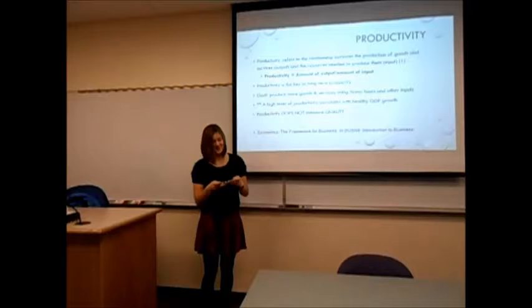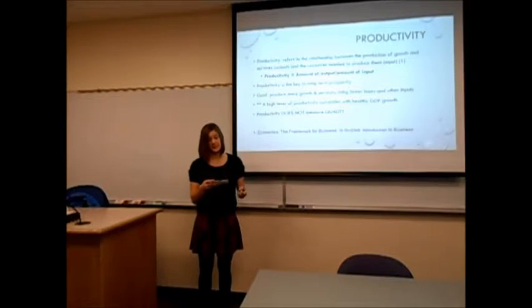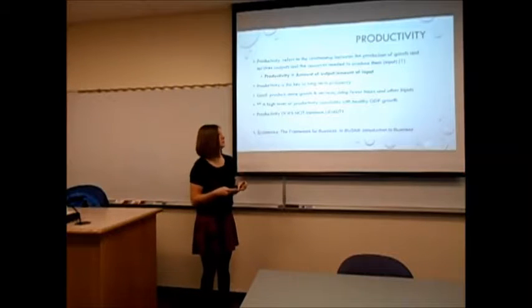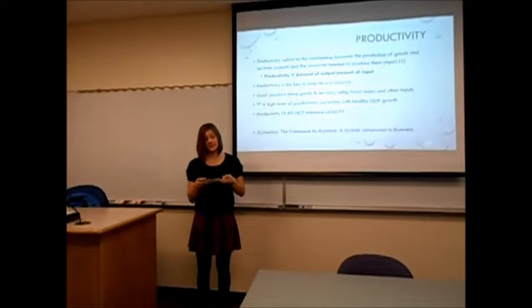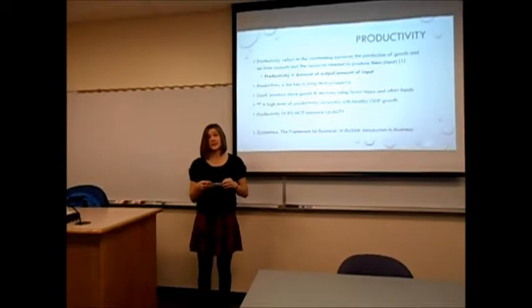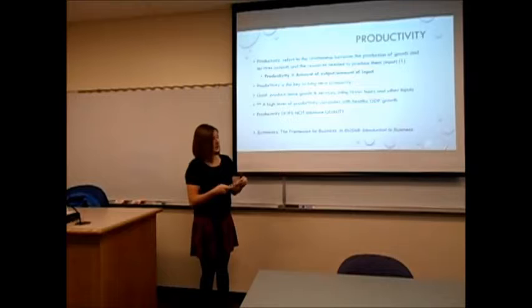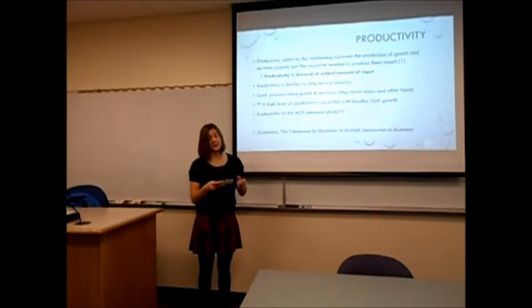Next, productivity. Productivity refers to the relationship between the production of goods and services, which is the output, and the resources needed to produce them, which is the input. One can find the productivity using this equation. Productivity equals the amount of output divided by the amount of input. And the goal of productivity is to produce more goods and services by using fewer hours and other inputs.